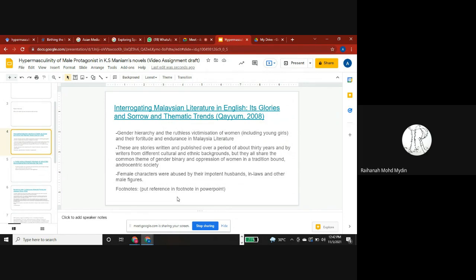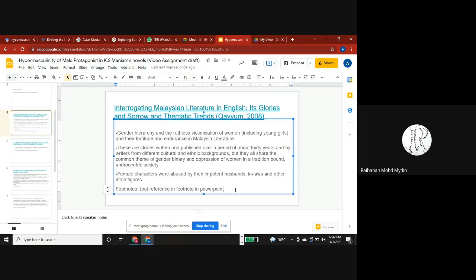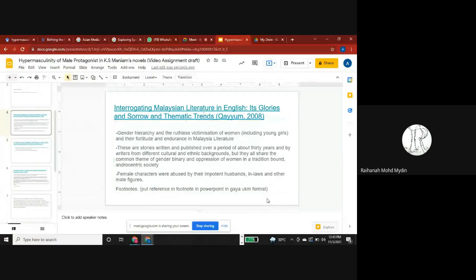footnote, and make sure the references are in complete Gaya UKM format, which is the author, the year, and the title. If it's a journal article, you need the article title and the journal title. If it's a book, then it's the book title with the publisher's information. So make it more formal. That way, other people may be able to refer to it. So that's the first thing, which is that references must be included in each slide.